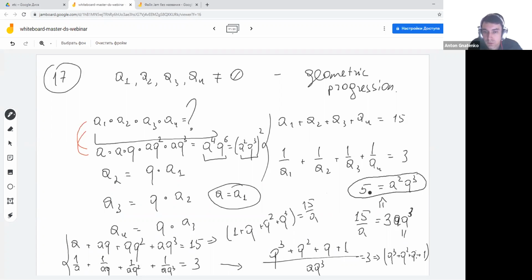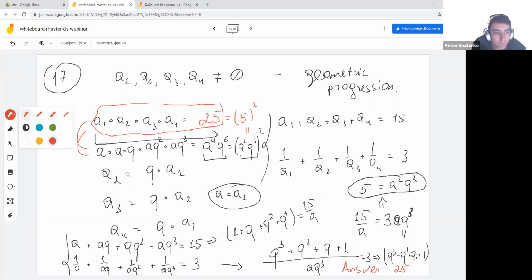So this thing equals 5, which means that the original value is 5 squared, so it's 5 squared equals 25. Okay, this is the answer, 25. Are there any questions?